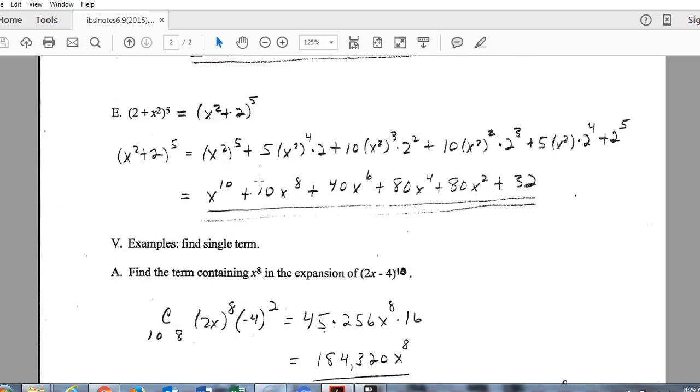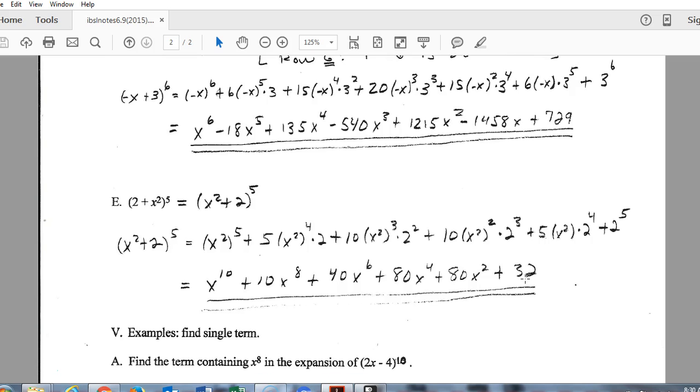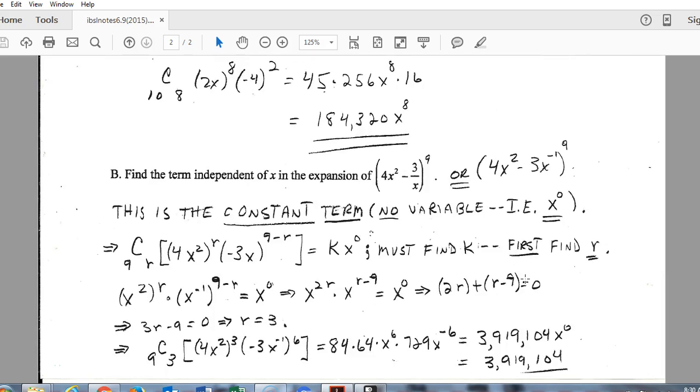If you look up at any of the examples that we had up here, this is the term that we would call independent of x because there's no x on it. Well, how do you get that? You have an x to the 0 power. So my goal is to figure out, using the formula that I have, how to create an x to the 0 power in order to make this work. So that's the goal on this.